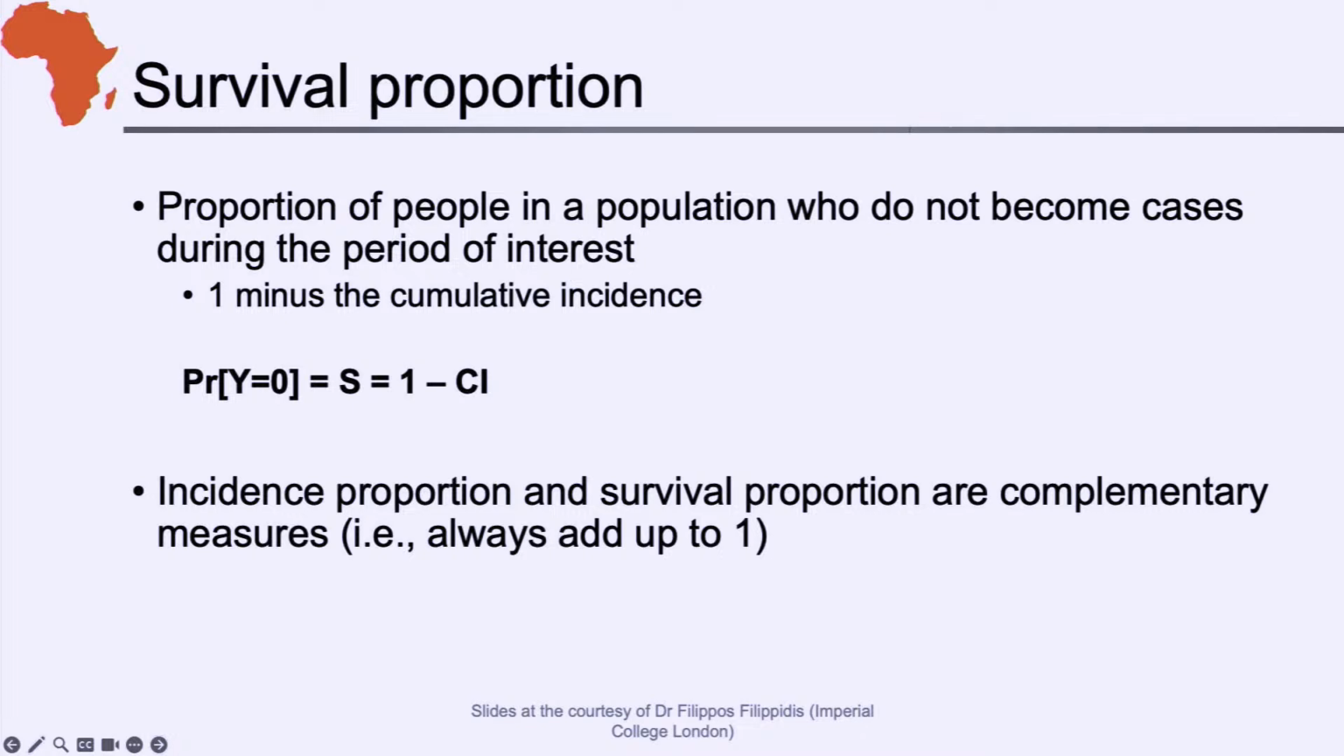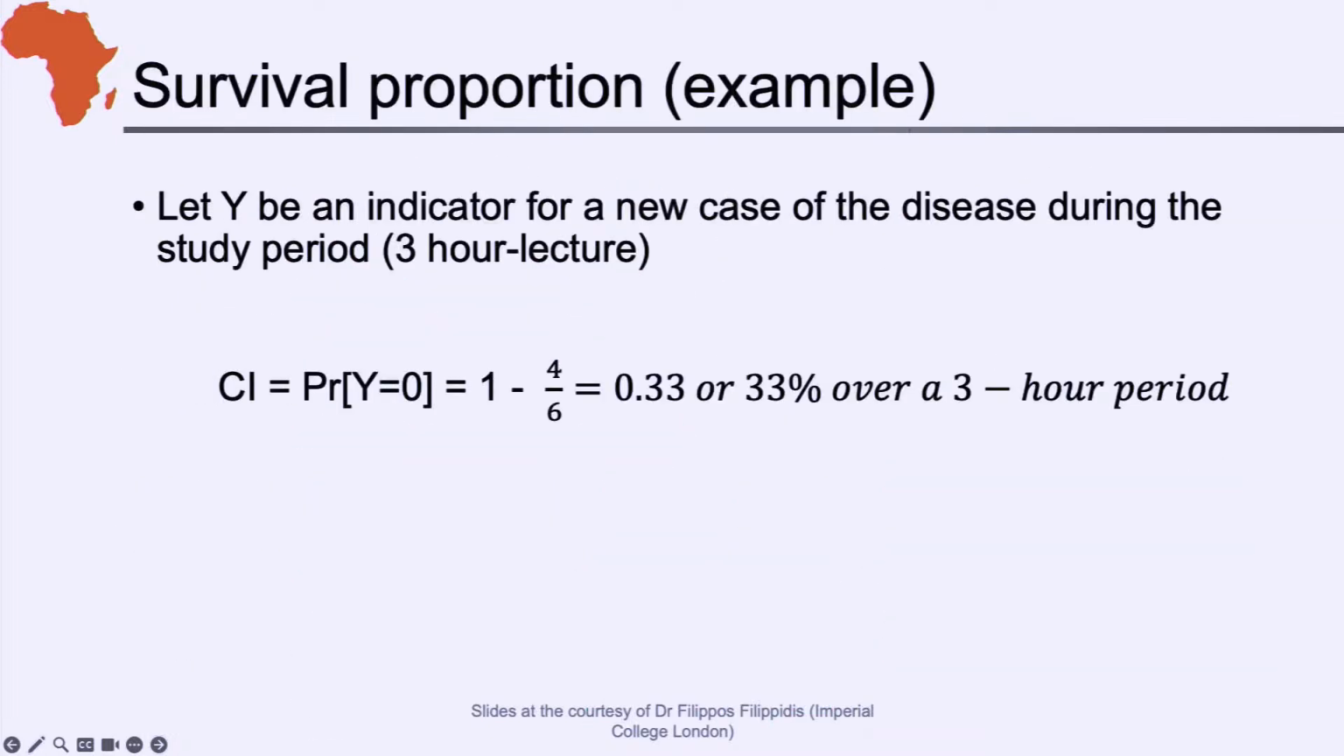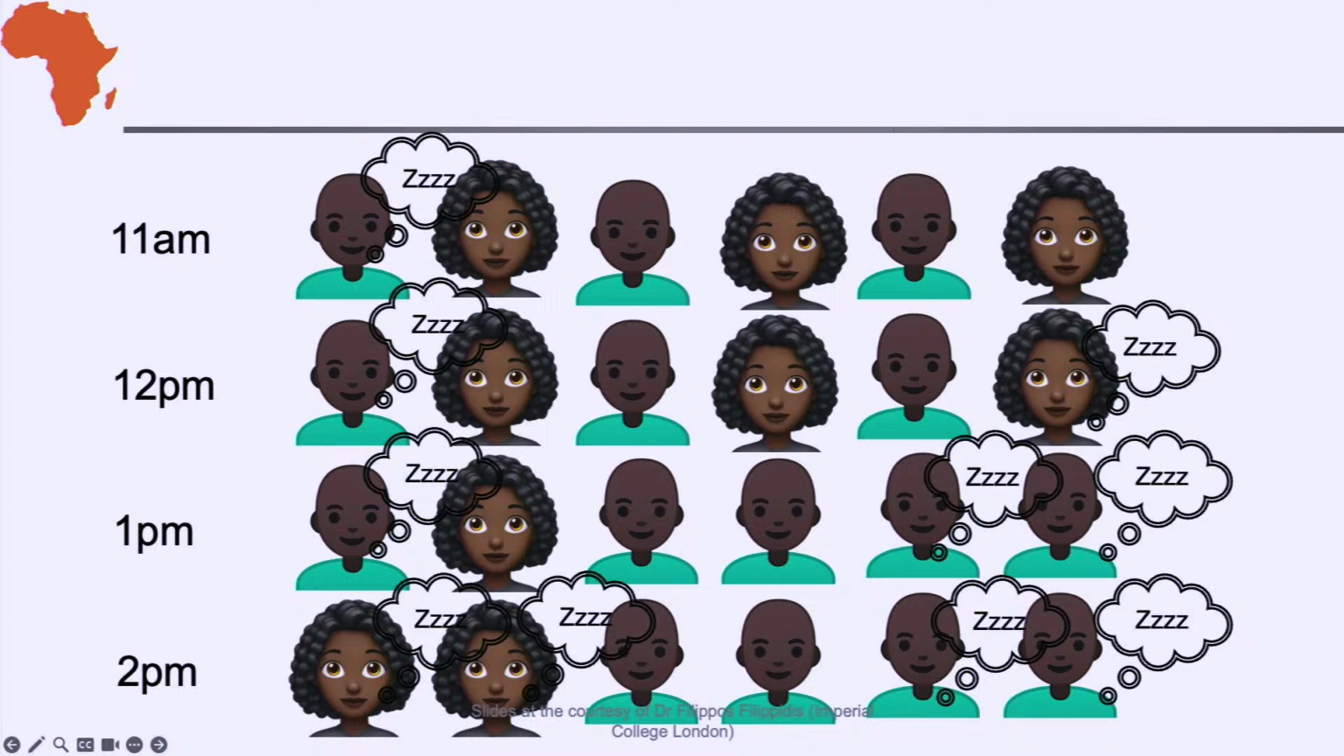The survival proportion is basically the complement of the cumulative incidence, where we take 1 minus the cumulative incidence. It's defined as the proportion of people in a population who do not become cases during the period of interest. So if you take the cumulative incidence plus the survival proportion, that would always be 1. What is the survival proportion in our classroom here? 1 over 5?